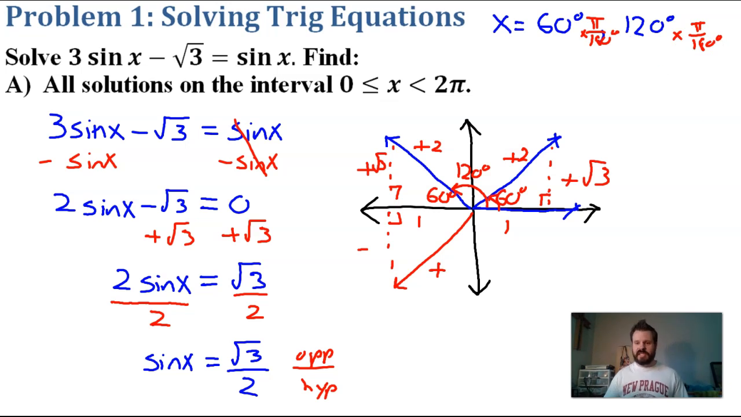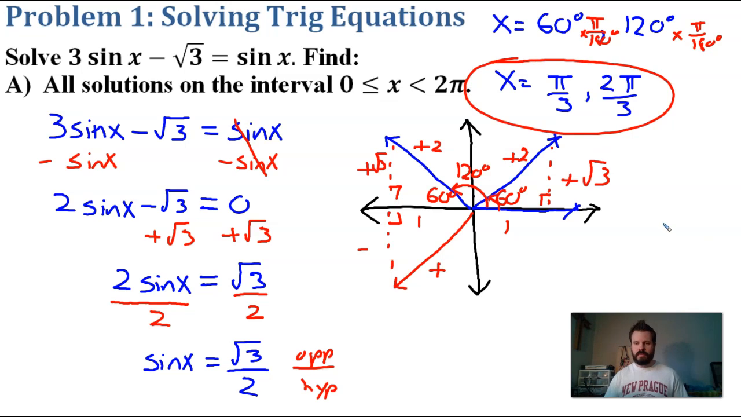Or if I know that 60 is just pi over 3, I know I have x equals pi over 3. And then 120 is 2 pi over 3, so we just say 2 pi over 3. Okay, so that's all my solutions between 0 and 2 pi. Kind of the more straightforward type of question to answer.